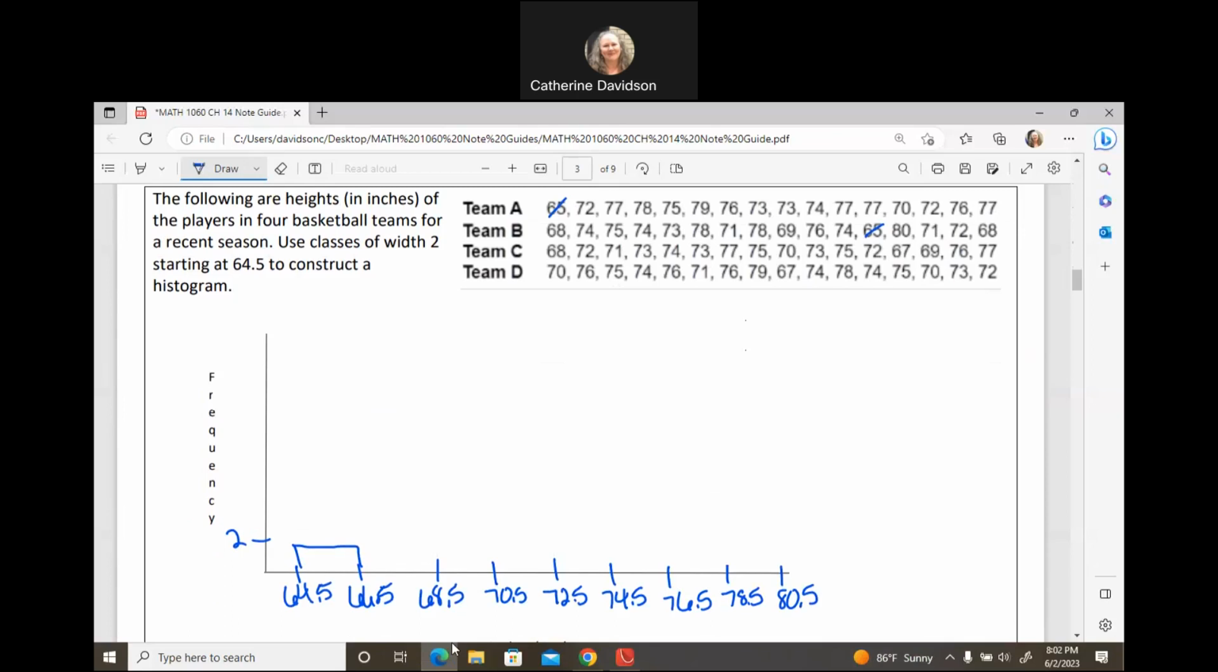Ones that were between 66 and 68.5: two, 3, 4, 5, 4. So that one goes up to 5. Again, this will just be multiple choice on your homework.